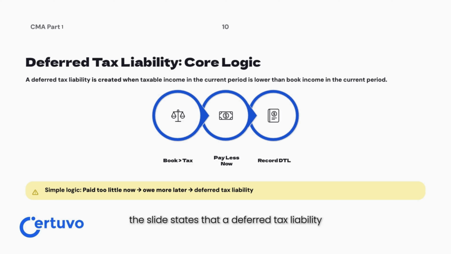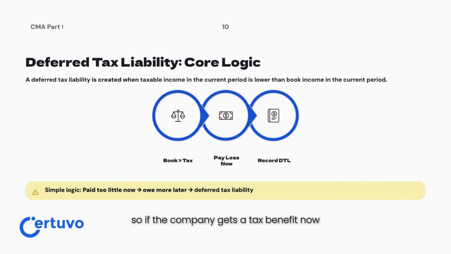The slide states that a deferred tax liability is created when taxable income in the current period is lower than book income in the current period. In other words, the company is paying less tax now than its book income suggests. That creates a future obligation because the tax has not disappeared. It has only been delayed. The slide gives the simple logic. Paid too little now leads to owe more later leads to deferred tax liability.